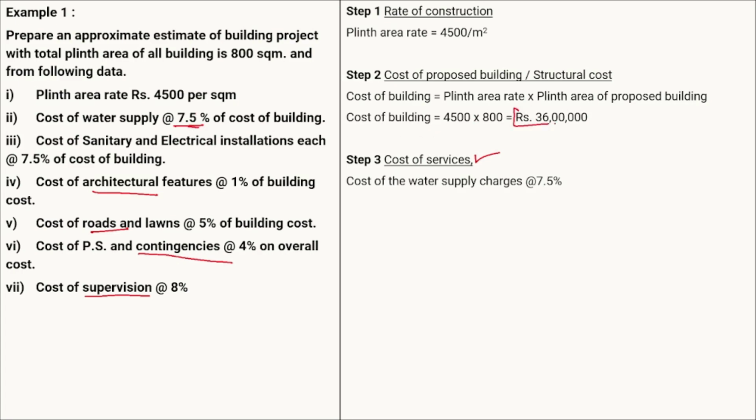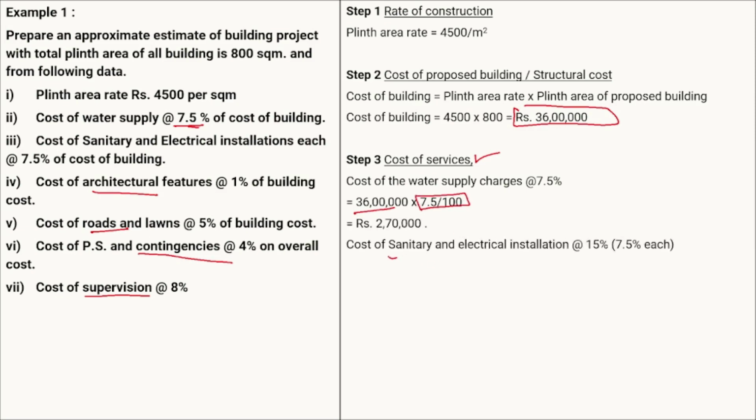and the building cost is our 36 lakhs. So 7.5% of the 36 lakhs. So 3600 multiplied by 7.5%, that is 7.5 divided by 100. Similarly, for the sanitary and electrical installation, as I already said, for each it is 7.5. So for both of them, 7.5 plus electrification 7.5, that will give us 15%. So again 15% of the 36 lakhs.